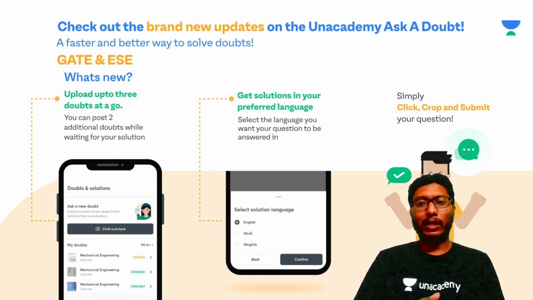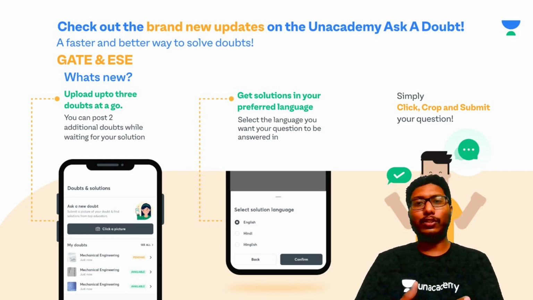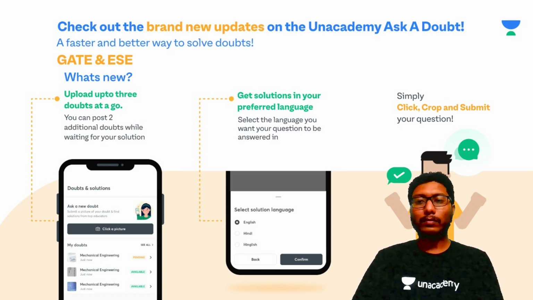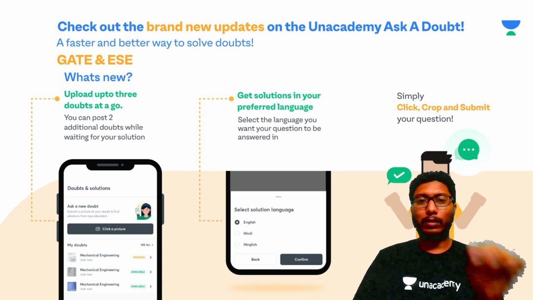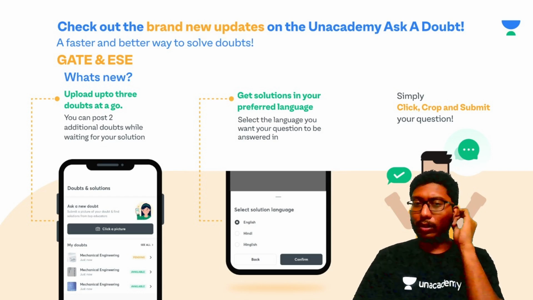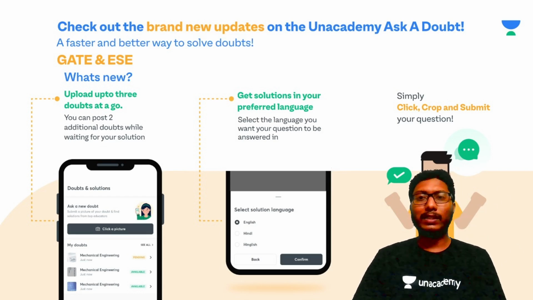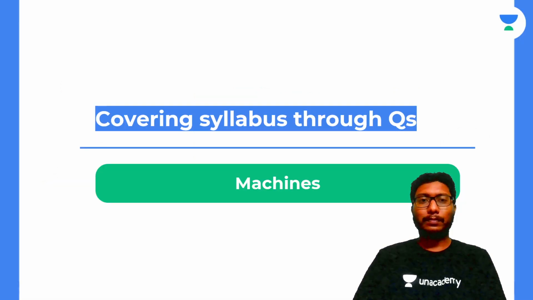Now coming to Unacademy Ask a Doubt. This is a new initiative taken by Unacademy. If you have any doubts regarding whatever topic you are preparing, you can take a picture of the doubt you have, crop the picture, upload it in the portal, and get your doubts solved in your preferred language. This is very simple to get your doubts clarified.